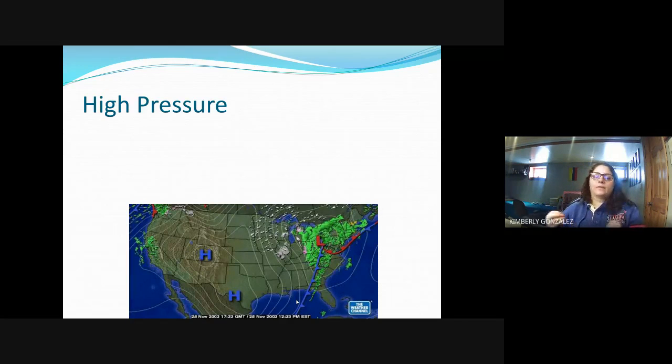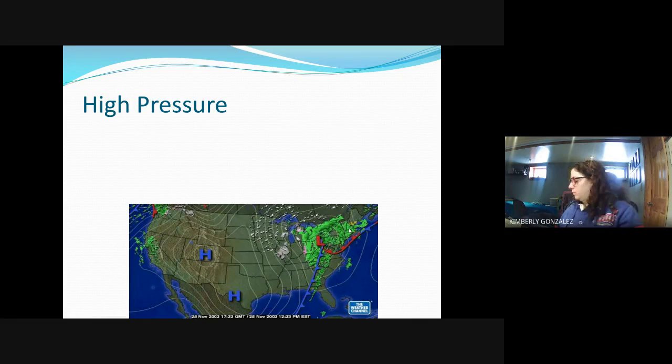Okay, because it does have some symbols on there that will help you later. All right, so just by looking at this map, I can see that I have some high pressure systems on the left over here. I have a low pressure system here, right? I have a cold front and a warm front coming through. Okay, well, how do I know these things?